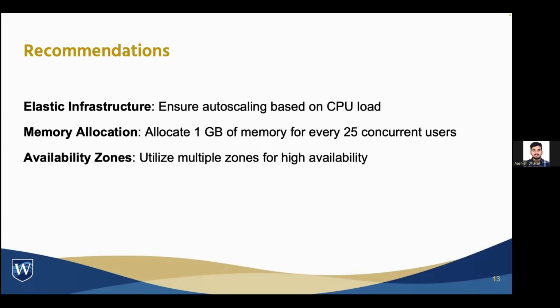From the calculation we did for user to memory ratio, we'll be allocating approximately 1 GB of memory for every expected 25 concurrent users to ensure smooth performance. And availability zones: we'll be utilizing multiple availability zones to improve system resilience and minimize downtime. These strategies will ensure that Moodle can deliver an excellent user experience at a manageable cost.